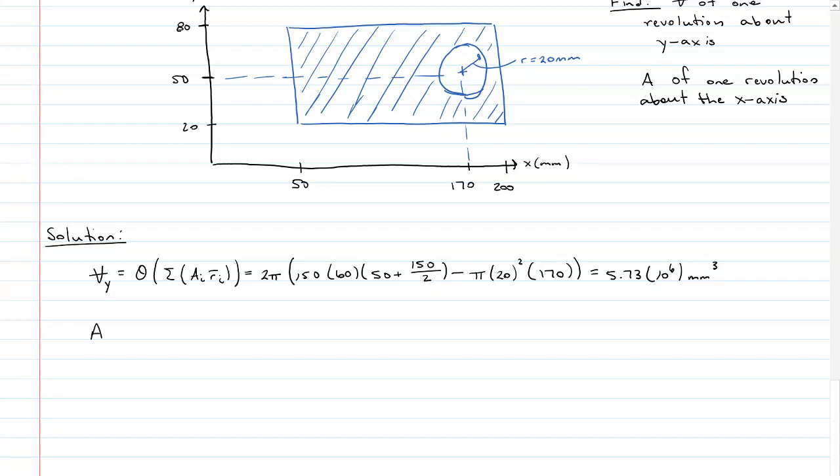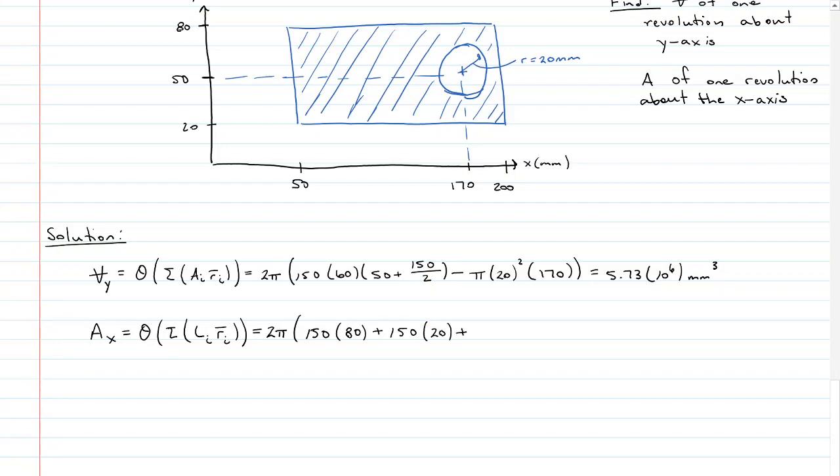My area about the x-axis is going to be the angle of rotation times the sum of the length of the perimeter and each perimeter's centroid to the x-axis. All right, so this is going to be 2 pi. I've got the top line of my perimeter, which is 150, and the distance to its centroid to the x-axis is 80. And then my bottom line, which is 150, the distance to the x-axis is 20.